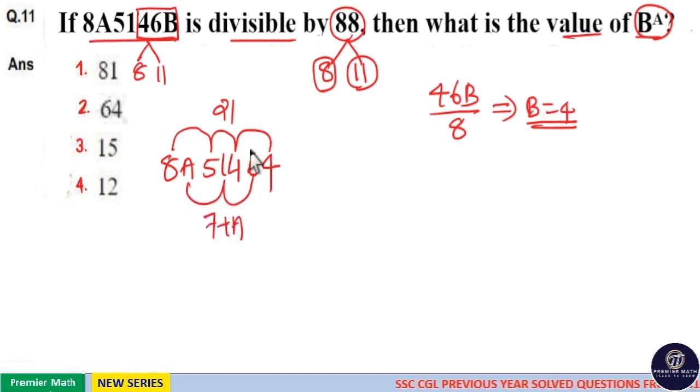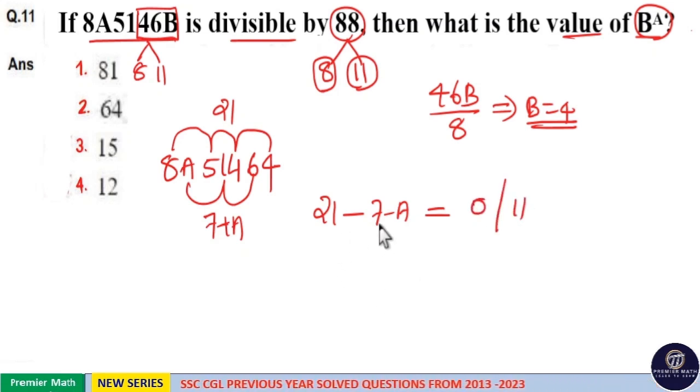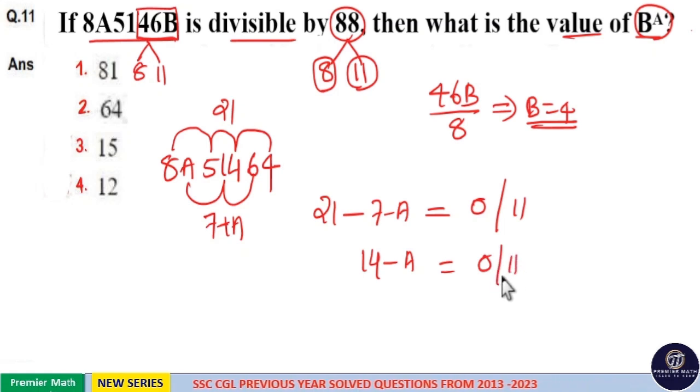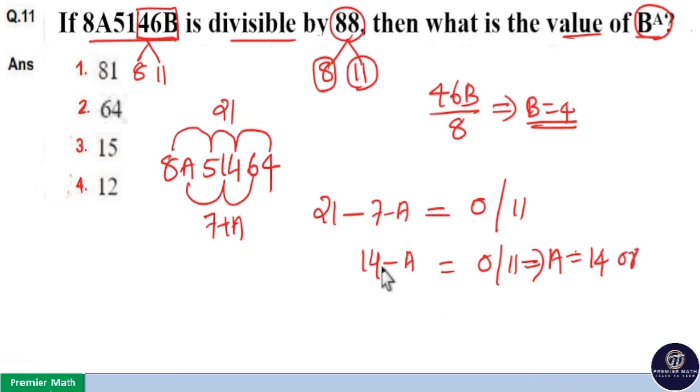Now when a number is divisible by 11, the difference between odd place sum and even place sum should be 0 or 11. That is, 21 minus 7 minus a should be 0 or 11. That is, 21 minus 7 is 14. 14 minus a is 0 or 11, which means a can be 14 or a can be 14 minus 11, 3.